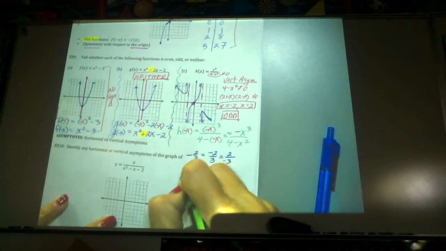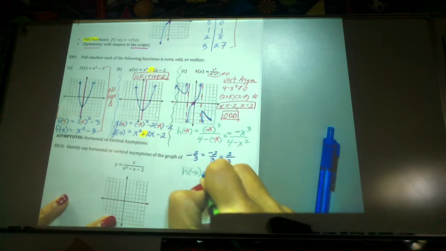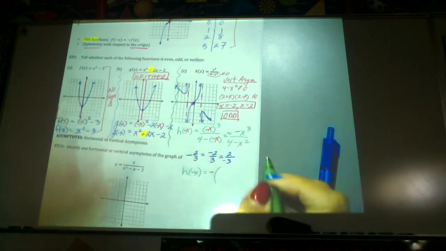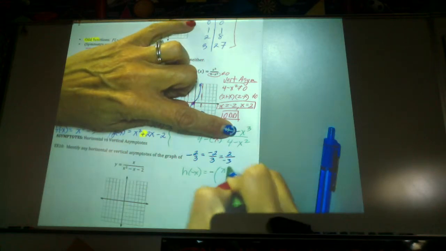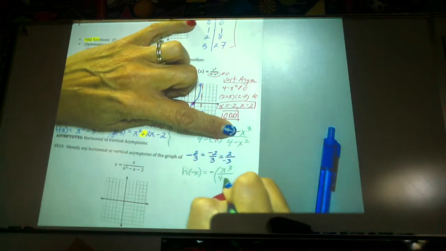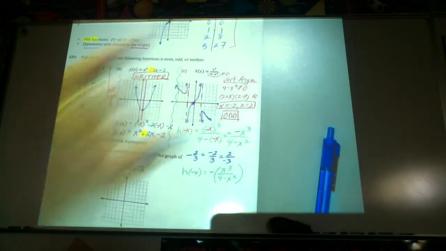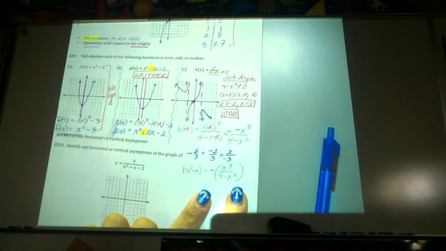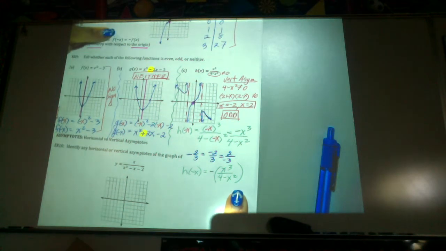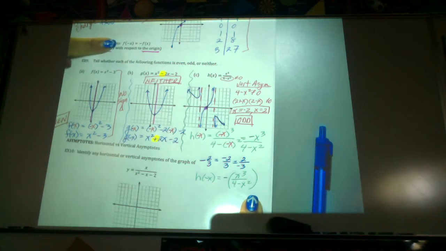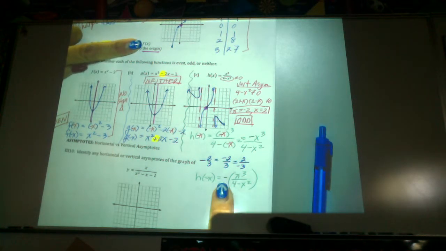And wouldn't you agree that h of negative x is equal to negative, I'm taking it out of the numerator, I get x cubed over 4 minus x squared. I purposely am using parentheses. Because go back and look up at the original notation here. It says f of negative x is equal to the opposite of the function. Isn't this h of negative x is equal to the opposite of the function?